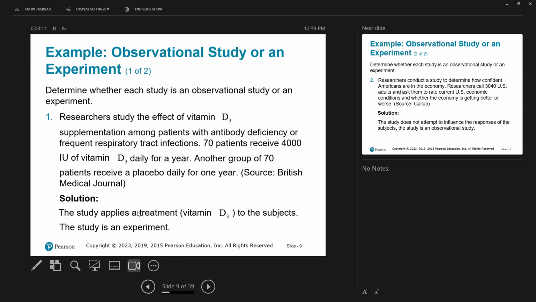So after we talked about what an observational study and what an experiment is, now we will have two sentences and we will decide which one is the observational study, which one is the experiment. So the first one, researchers study the effect of vitamin D supplementation among patients with antibody deficiency or frequent respiratory tract infections. 70 patients received 4,000 of vitamin D for a year. Another group of 70 patients received a placebo daily for 1 year. So the study here applies a treatment to the subjects. So this study is an experiment.